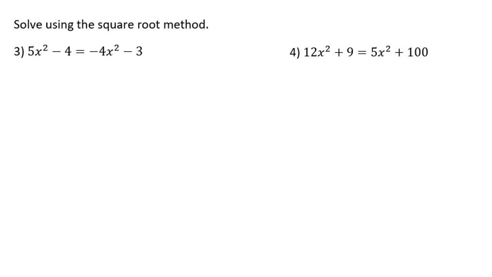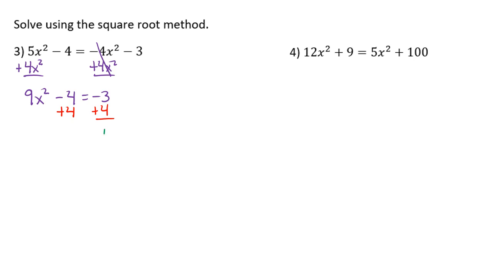So this negative 4x squared, I'm going to move it over to where the 5x squared is by using addition. I'm using addition because I am passing an equal sign, which means I need to use the opposite operation. So these are going to cancel out because that equals 0. 5 plus 4, that's 9. So I have 9x squared minus 4 equals negative 3. So now I got my x squareds on the left side. So I'm going to be moving my constants to the right side. So since it's minus 4, I will add 4 over.